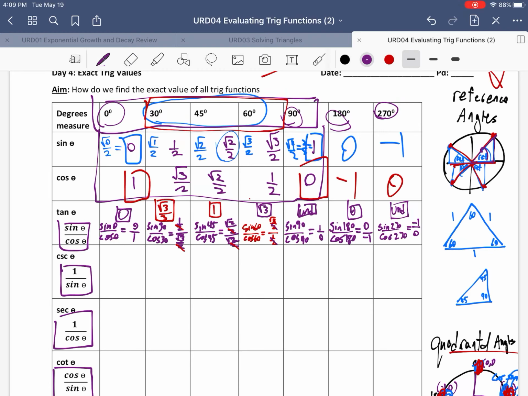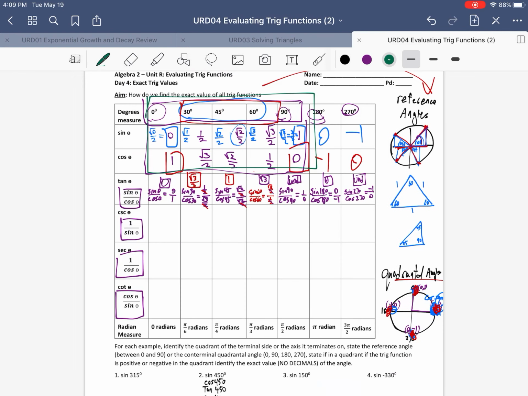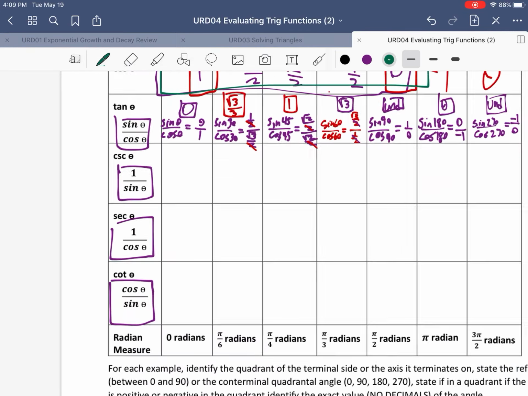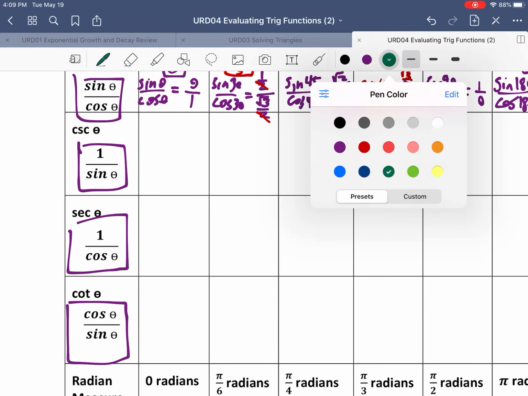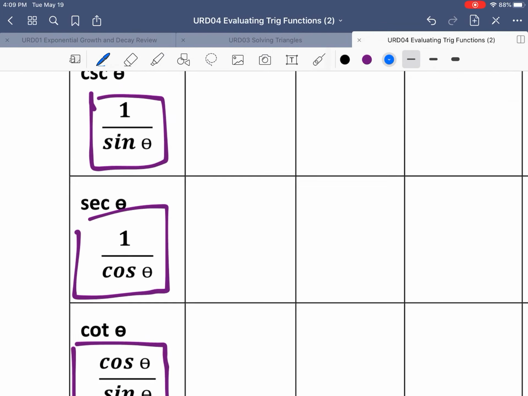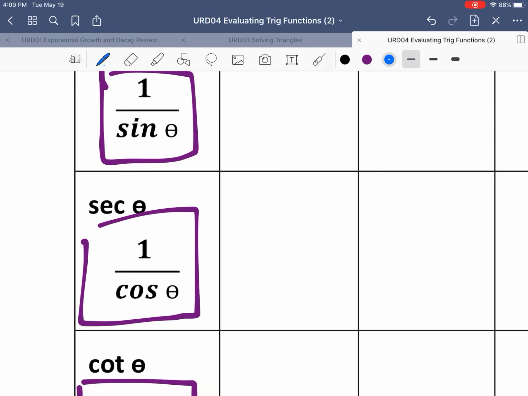Okay, so the process for finding tangent involves knowing what sine and cosine are already. So really, as long as you know this first section of the table really well, and how to do the quadrantal angles by going around the circle, you can find all of these other values. So I'm going to do a couple of these at random just to show you some of them, so you can do the rest of them yourself.